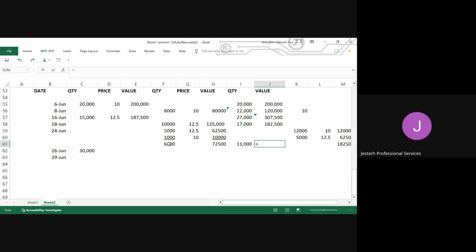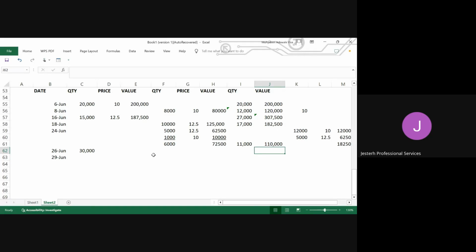Now, it means this 11,000 multiplied by 10 is going to give us 110,000. And then another method that we can do, very simple, is the total value of the old stock minus this one that we just issued out, still going to give us the same thing. I believe we are getting it straight. We are getting it.